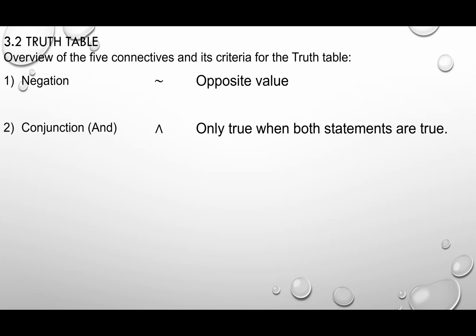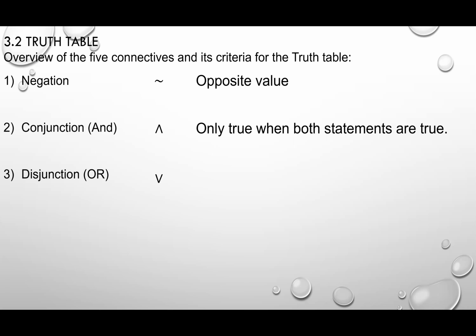The book tells you that the only time that the conjunction is true is when both of the statements are true. Okay, so if not both of them are true, the conjunction, the and statement, will be false. So for the and statement, the conjunction, both of them need to be true in order for the result to be true. If you don't see both of them true, the result will be false.